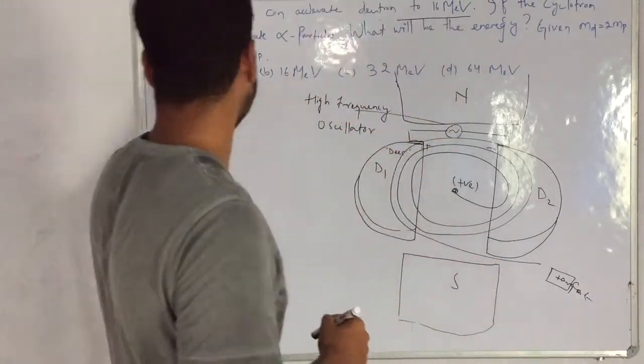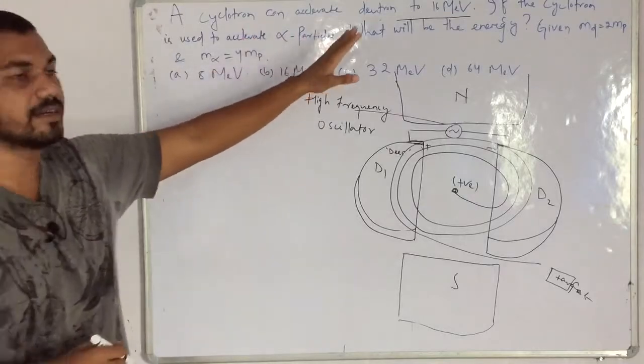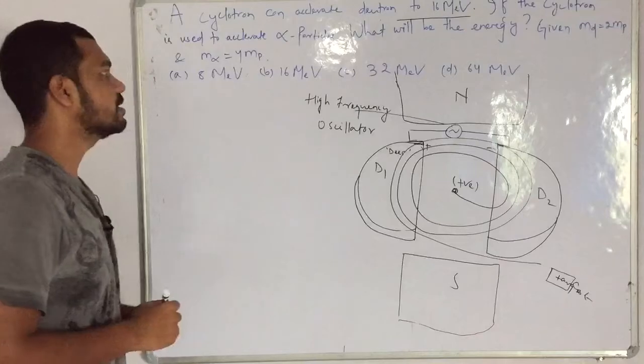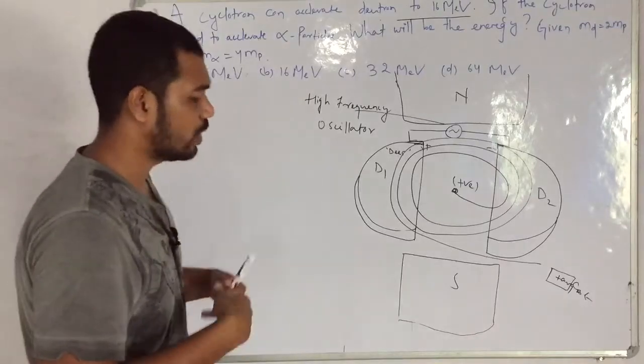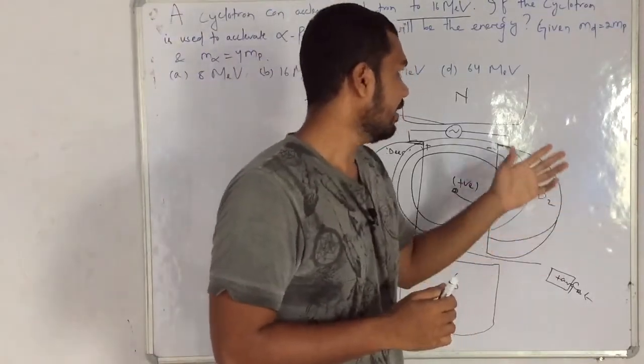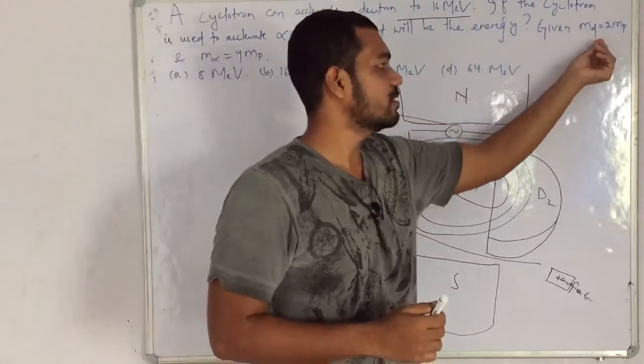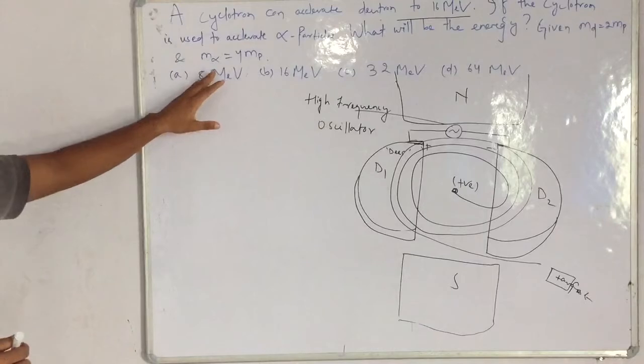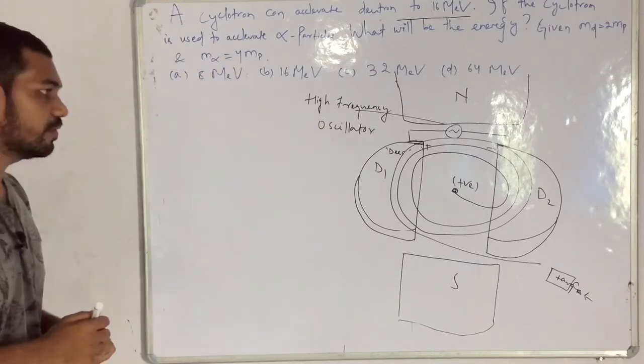So the question says a cyclotron can accelerate deuteron to 16 megaelectron volt. If the cyclotron is used to accelerate alpha particle, what will be the energy? Given, mass of deuteron is equal to twice the mass of proton and mass of alpha particle is 4 times the mass of proton.